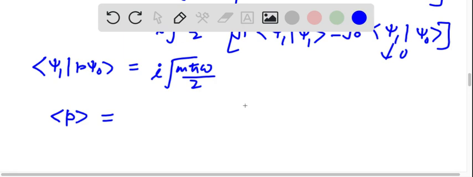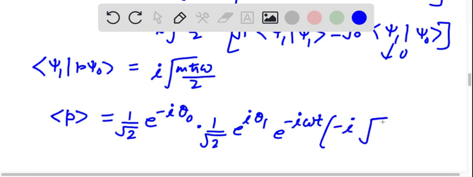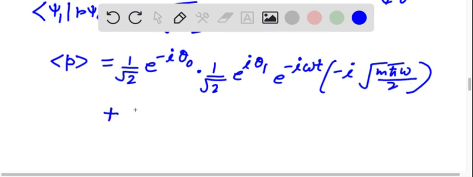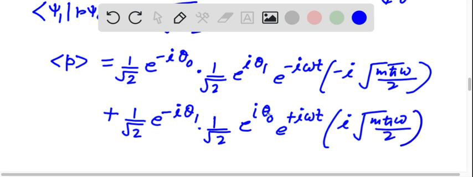These two values are: 1 upon root 2 e power minus i theta naught c naught star, 1 upon root 2 e power i theta 1 and e power minus i omega t, and the value of this is minus i m h bar omega by 2, plus 1 upon root 2 e power minus i theta 1 upon root 2 e power i theta 0 and e power plus i omega t, and this value is i m h bar omega by 2. Let's take common terms here.